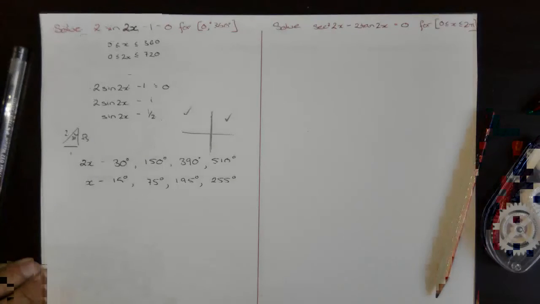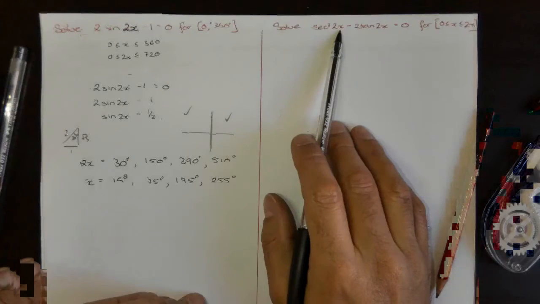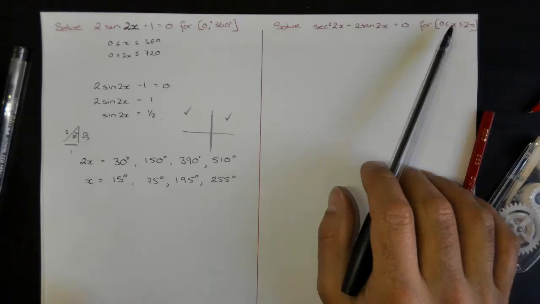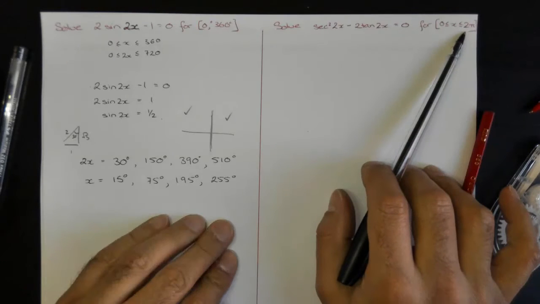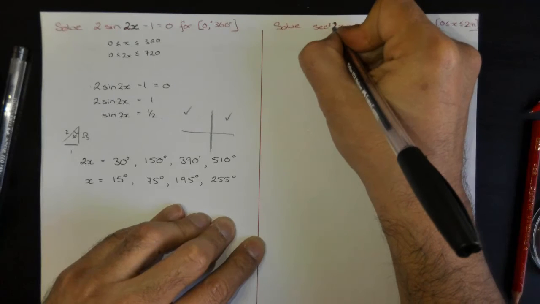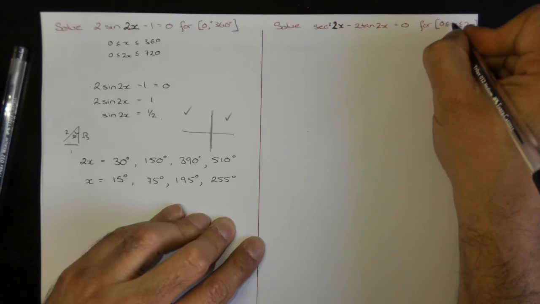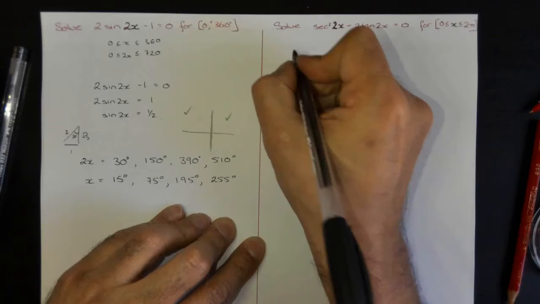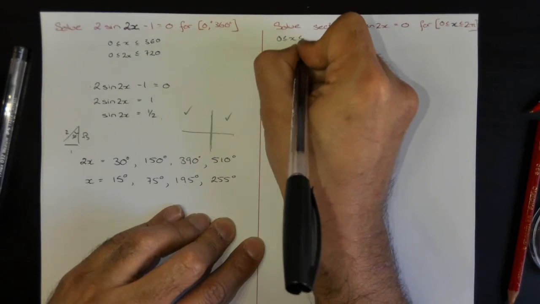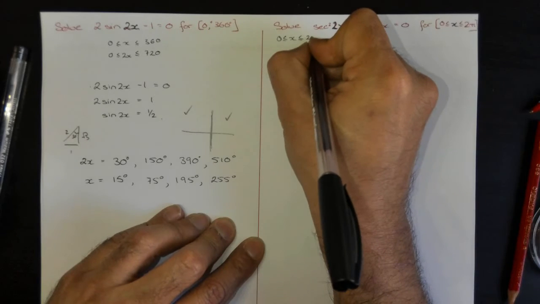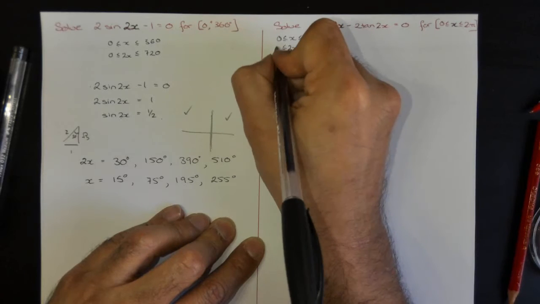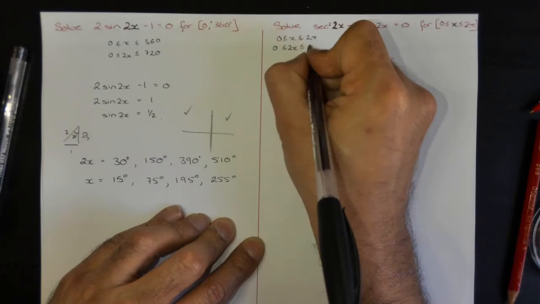So now we're going to solve sec squared 2x minus 2 tan 2x equals 0 for when x is greater than 0 but less than 2 pi. Once again, notice that this is 2x and here is just x. So if x is greater than 0 but less than 2 pi, if we want 2x, we're going to double it. So that's going to be 0, and that's going to be 4 pi.